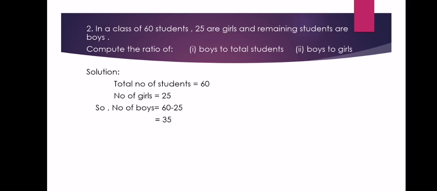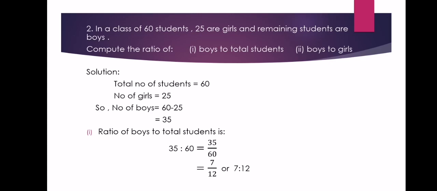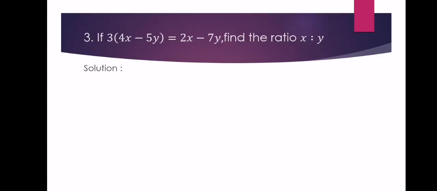35. We are going to find out the ratio of boys to total students. So the ratio of boys to total students is 35 ratio 60. In fraction we can write it as 35 divided by 60 is equivalent to 7 by 12 or simply 7 ratio 12. Now is the turn of part 2, boys to girls. Since the number of boys is 35 and that of girls is 25, so 35 ratio 25 is equivalent to 35 divided by 25 is equal to 7 by 5.